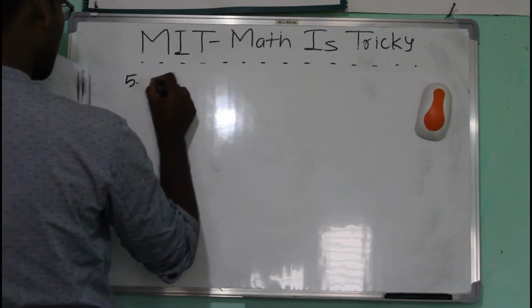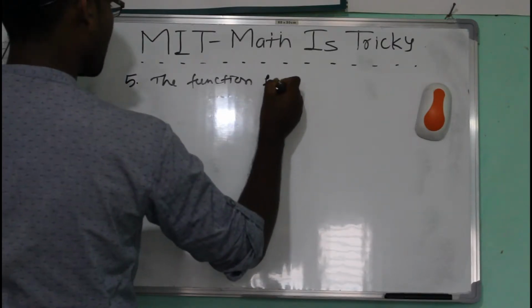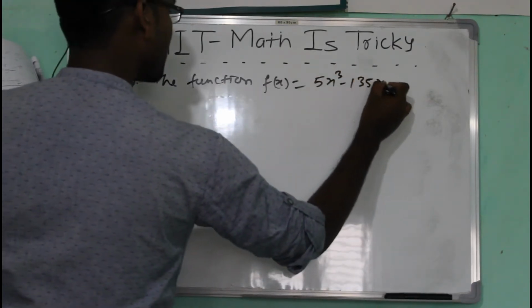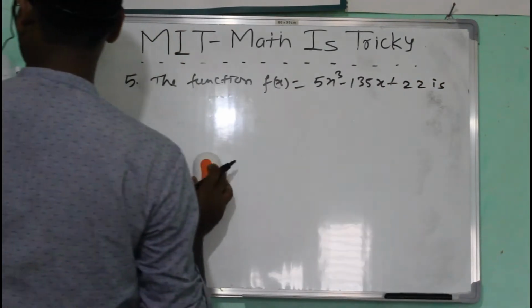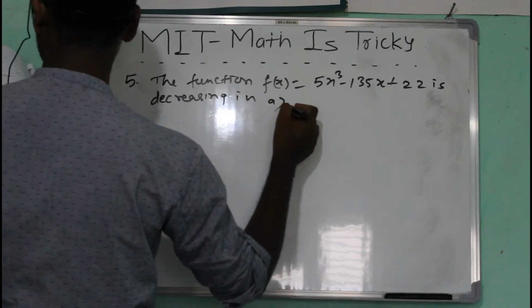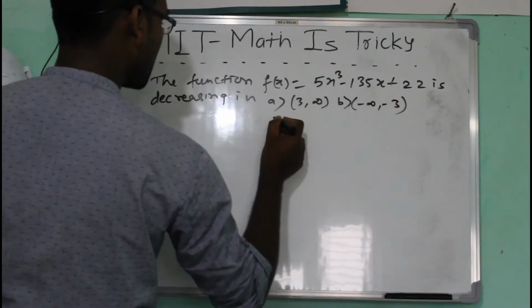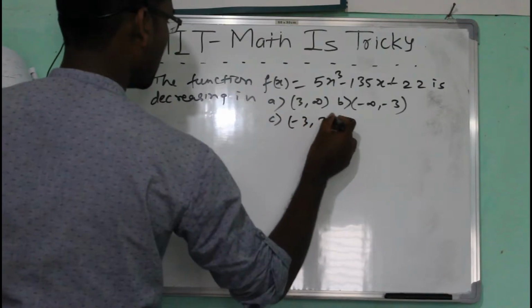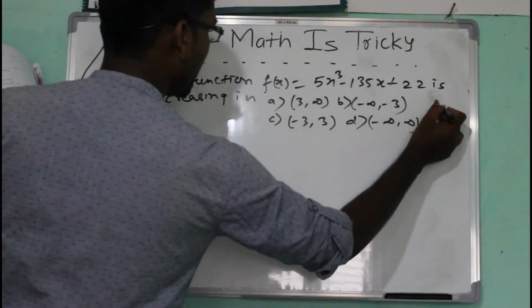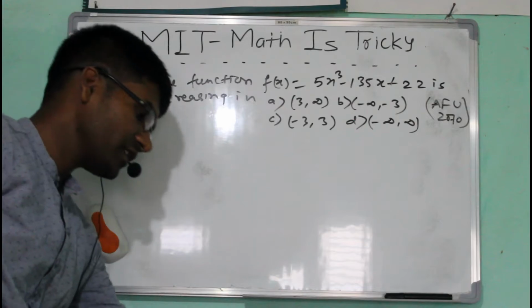This is the function. It is given here: f(x) = 5x³ - 135x + 22 is decreasing in, and different options are given. Option A is 3 to infinity, option B is minus infinity to minus 3, option C is minus 3 to 3, option D is from minus infinity to infinity. This question is from AFU 2070. See the answer. This is just an application of derivative.